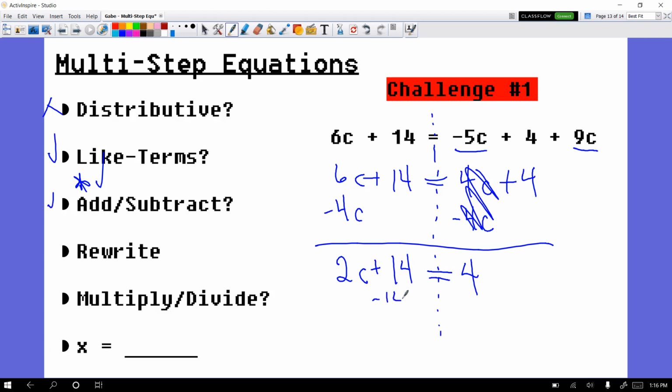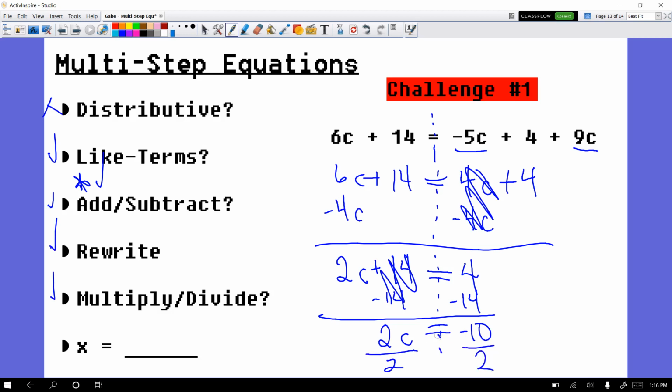We're going to subtract 14. 2c equals negative 10. Okay, rewrote it. 2c multiplication, yep. Divide by 2. I don't think I even said words right there. So c equals negative 5. Okay.